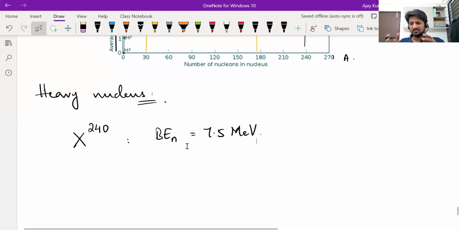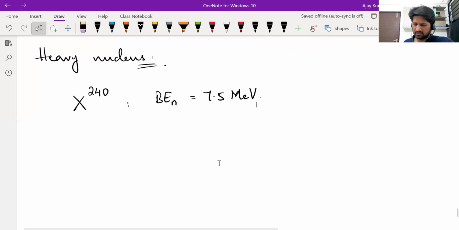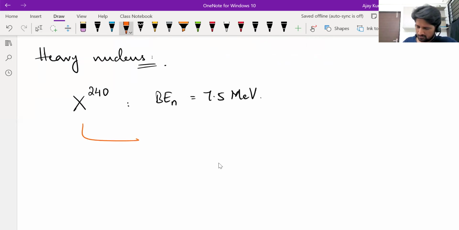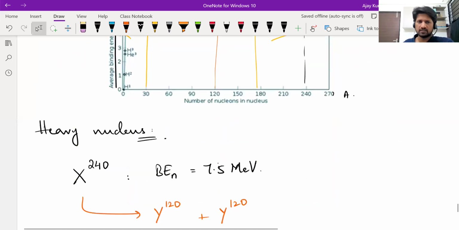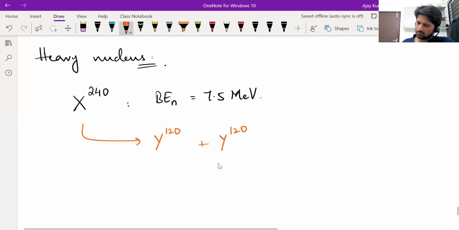Now, if this nucleus splits into two smaller nuclei, maybe identical smaller nuclei or non-identical also. Suppose it splits into two nuclei whose mass numbers are 120 and 120. Two identical nuclei. Now, mass number 120 corresponds to a stable nucleus. You can see here mass number 120 has an average binding energy per nucleon of about 8.5. Anything greater than 8 is stable. So Y has a binding energy per nucleon of, let's say, 8.5 mega electron volts.